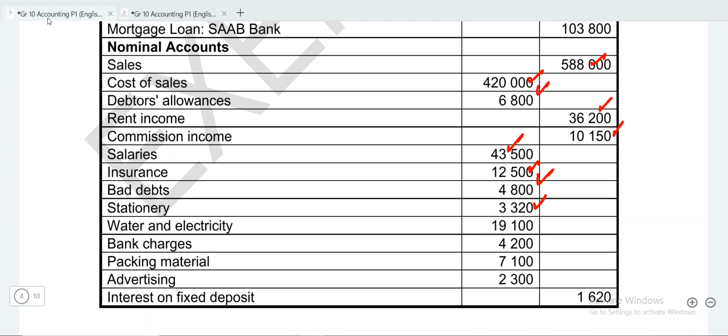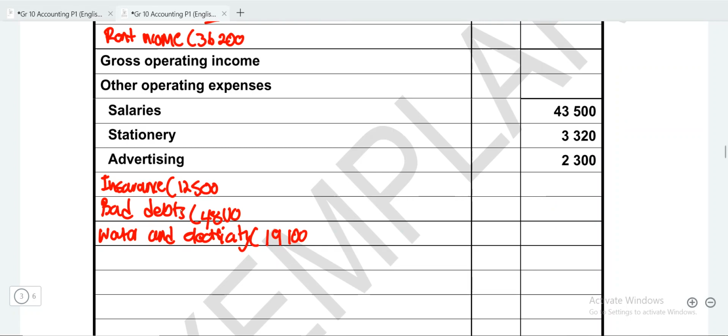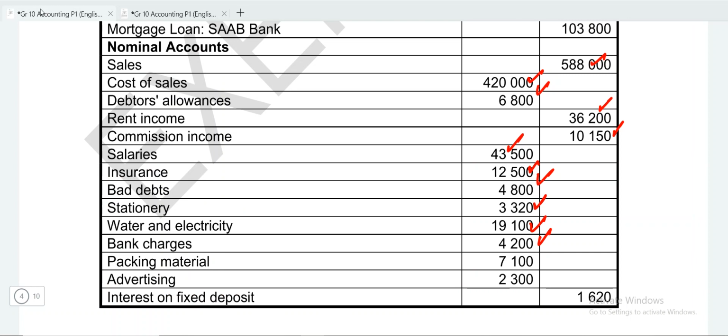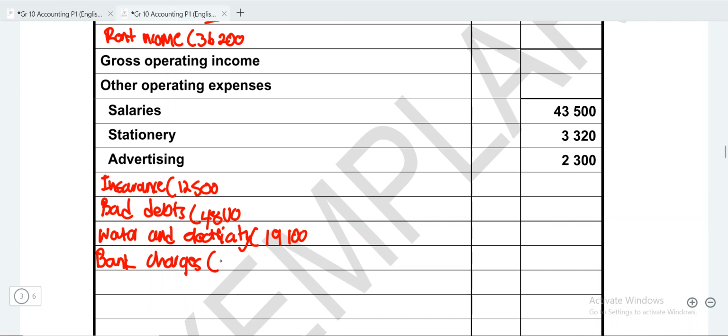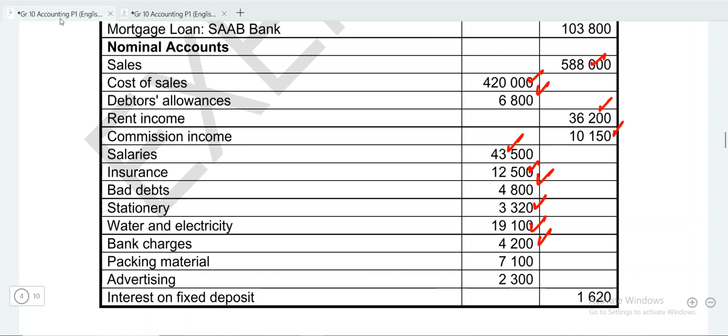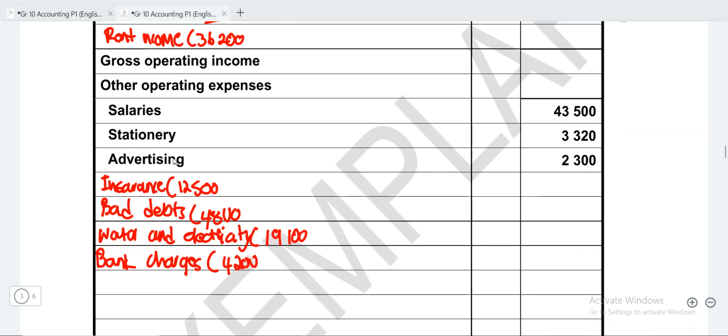Then we move with this. We are then given bank charges for 4,200, so we also enter that. Bank charges is not listed here, so we'd have our bank charges, and then the amount is 4,200, so we'd have that 4,200 here. And then the next expense that we have here, if you look at this, is advertising for 2,300. Let's check advertising if it's entered. It has been entered here, 2,300. Then we can check what else did they enter.